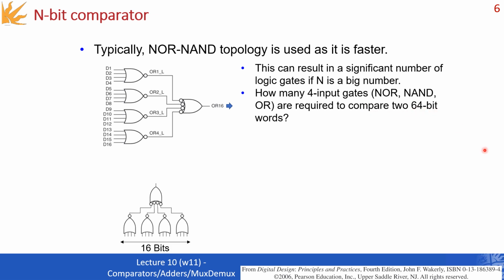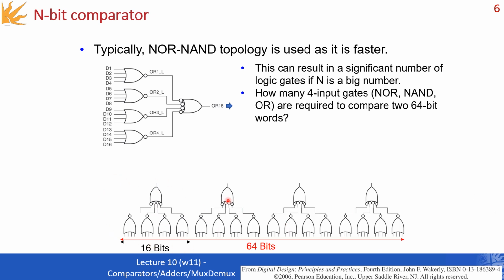So just consider how many 4-bit gates are needed to compare two 64-bit words. This is for 16 bits. Then you repeat it for all of the 64 bits. You got the NOR gates here, then you got the NAND gates here. And then finally you need an OR gate here.